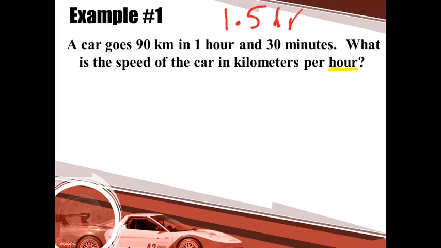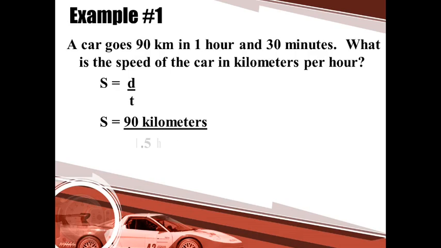So going on with our problem, we now know that it's 1.5 hours. We know it's 90 kilometers. Just like always, we have to write our formula first. Speed is distance divided by time. Okay. Next thing, I plug in my numbers. I have 90 kilometers. I have 1.5 hours. Now we have to figure out how are we actually going to do this math? How are we going to make the big 7 work?